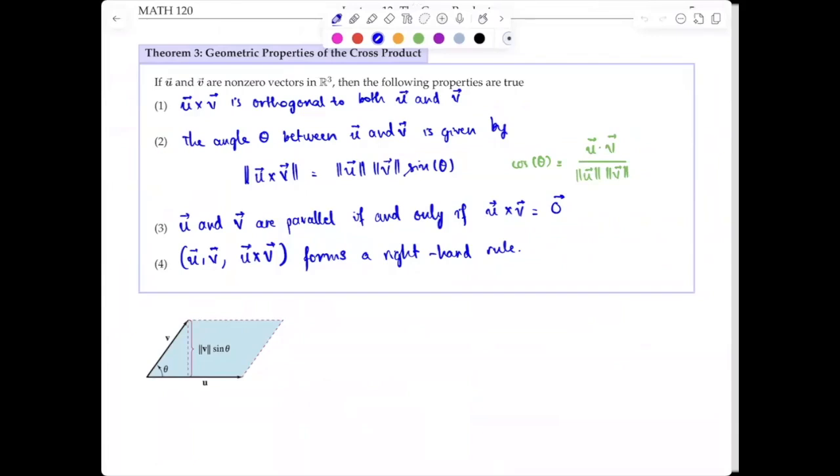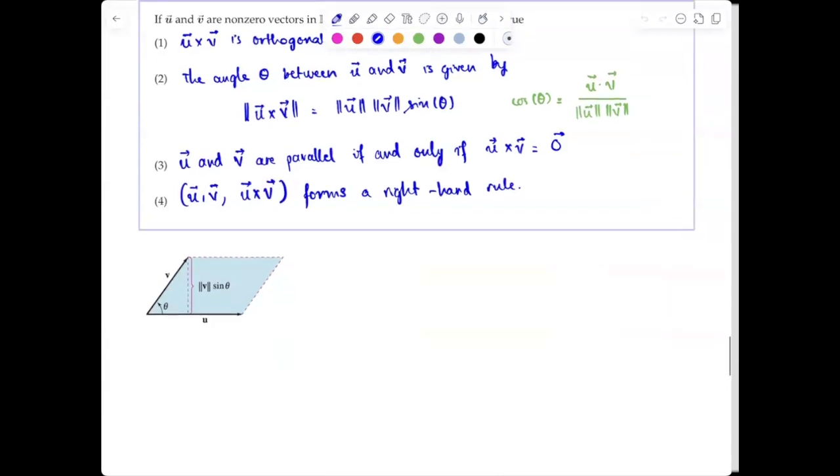Now, the last property is that they form a right-hand rule. I don't know if you can see my hand, but this is the right-hand rule. So these are the two vectors, and my thumb is going to form the cross product. This cross product is going to be orthogonal to both my index finger and the middle finger. All right, so those are the geometric properties of the cross product.